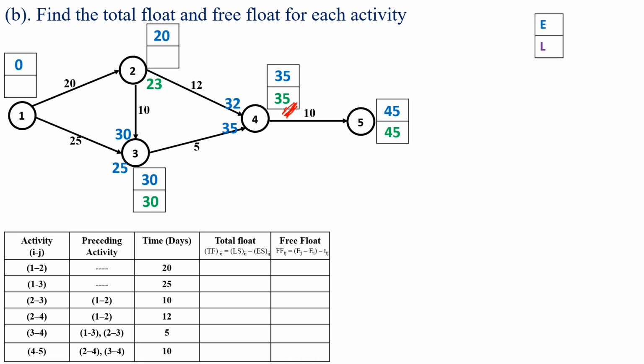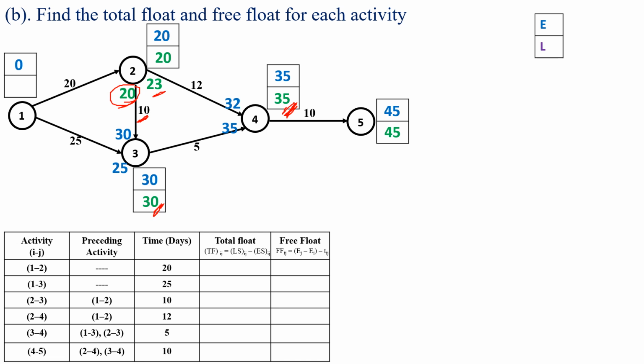Similarly, next we have to look for the activity 2 to 3. For the activity 2 to 3, finish time is the 30. Start time will become the 30 minus 10, which is equal to the 20. So among the 20 and 23, minimum is the 20. Then latest finish time at the event 2 is the 20.